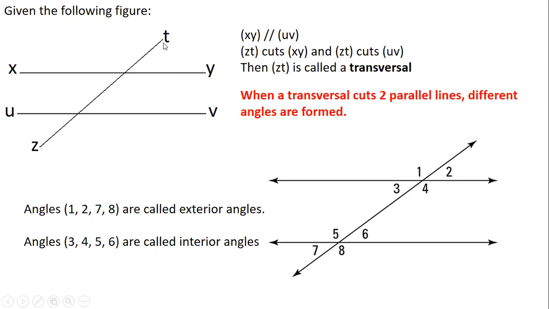So the line ZT cutting the two parallel straight lines, XY and UV, please pay attention to the word. We call it a transversal. So who is the transversal in this figure? Line ZT is the transversal since it is cutting two parallel straight lines, XY and UV. When a transversal cuts two parallel straight lines, different angles are formed. So when ZT cuts the two lines XY and UV, we can see now that we have different angles.